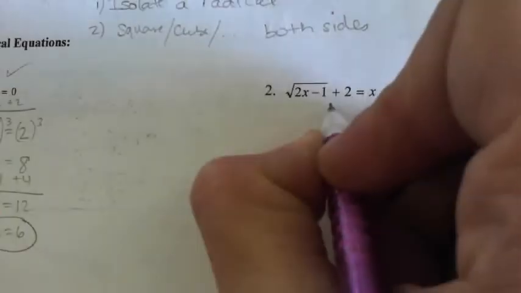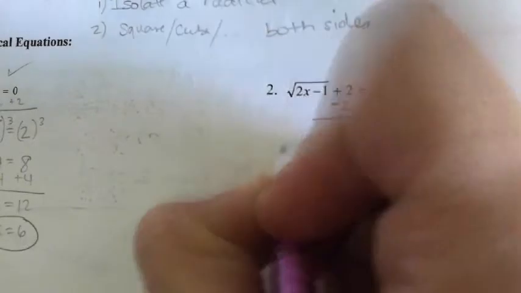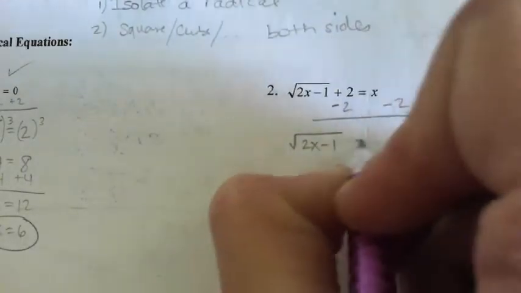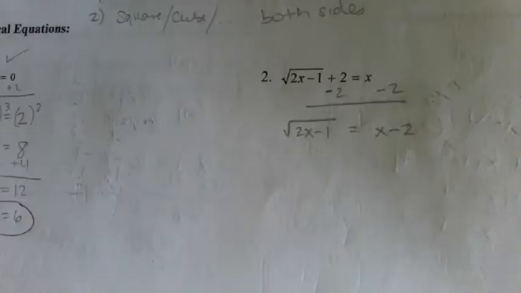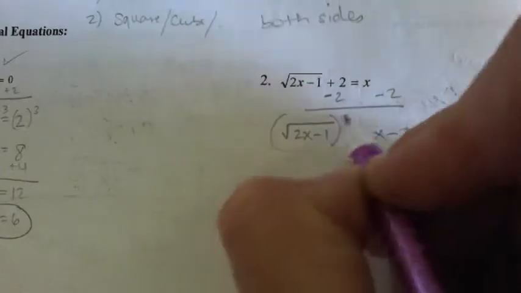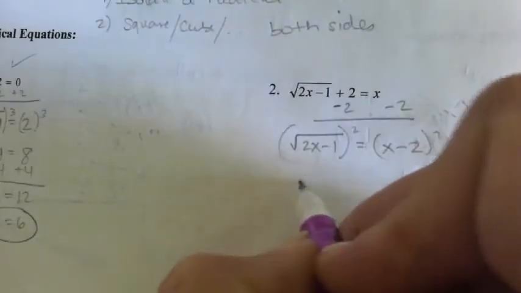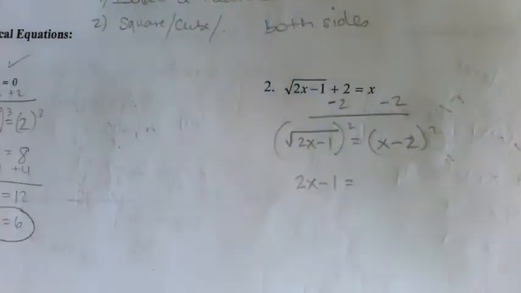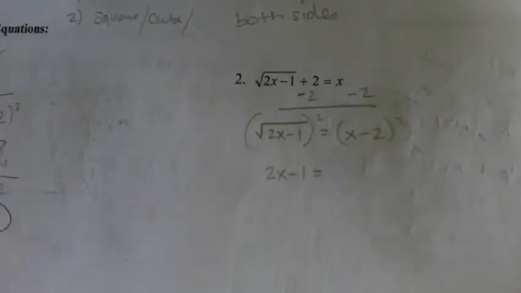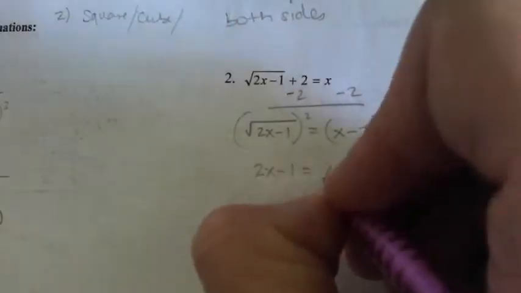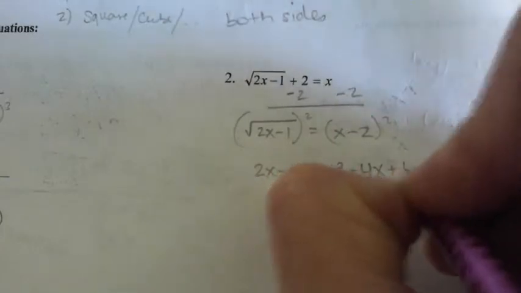Okay? Number 2 just gets a little bit harder. Isolating the radical is fine. But can you look at it and tell me why you already know it's going to be a little bit harder? Right. When you square both sides, it's not just a number you're squaring anymore. It's the x. So you square both sides, you get 2x minus 1, and you have to FOIL this out, or hopefully we're getting better at the shortcut: x squared minus 4x plus 4.